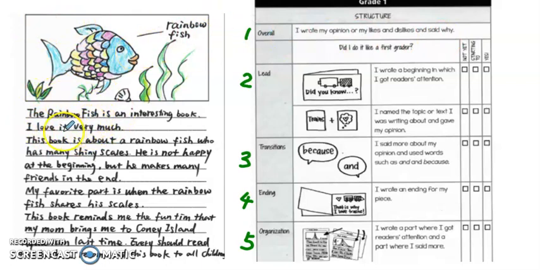Does this student say his main opinion here? I think yes. I love it so much. I love it very much. This book is an interesting book. So this is his main opinion. So we can leave a big check on the side. Okay? Let's move to next.